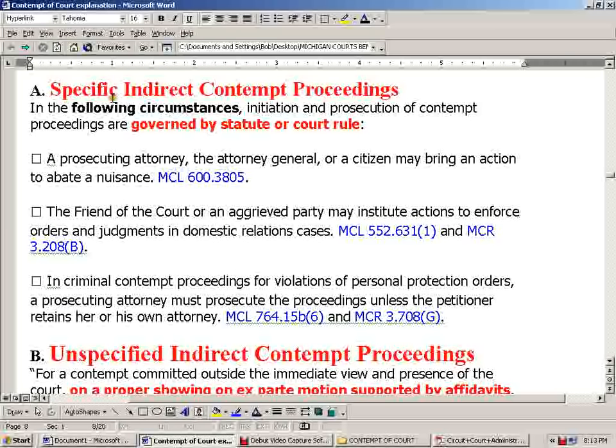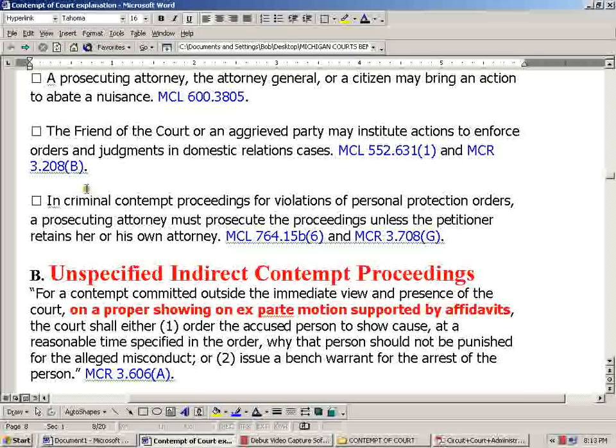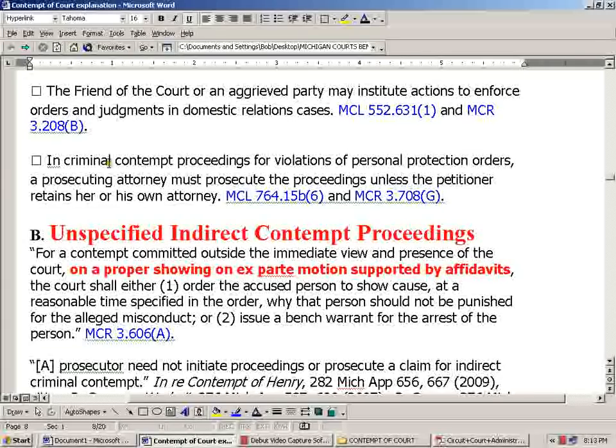Specific indirect contempt proceedings. In the following circumstances, initiation and prosecution of contempt is governed by a statute or court rule. A prosecuting attorney, the attorney general, or a citizen may bring an action to abate a nuisance. A friend of the court or an aggrieved party may institute an action to enforce orders or judgments in domestic relations cases. In criminal contempt proceedings for violations of personal protection orders, a prosecuting attorney may prosecute unless the petitioner retains his or her own attorney.